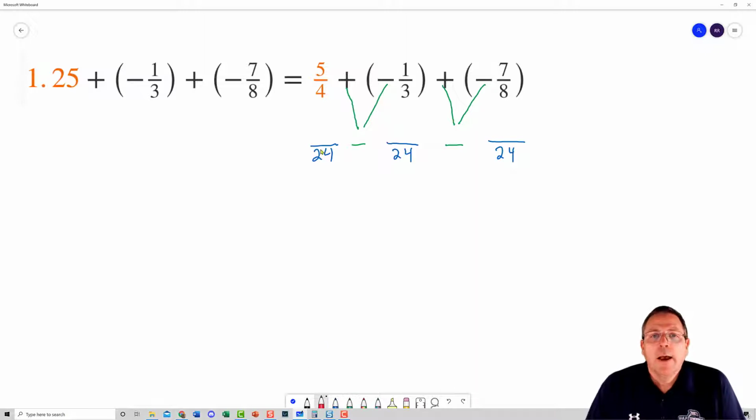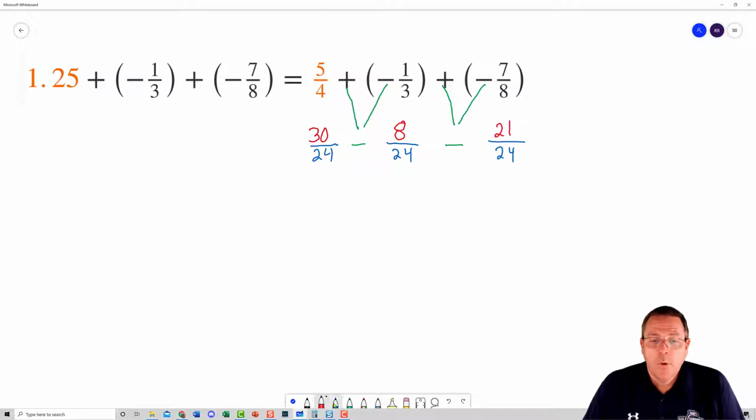And finally, I'm going to find the corresponding numerators. 4 goes into 24 6 times. 5 times 6, that's going to be 30. 3 goes into 24 8 times. 1 times 8 is going to be 8. 8 goes into 24 3 times. 3 times 7 is 21.